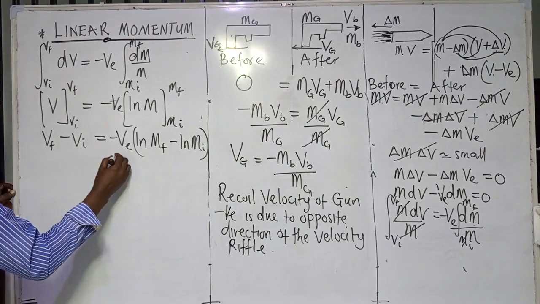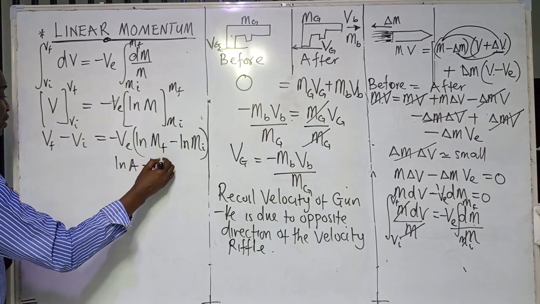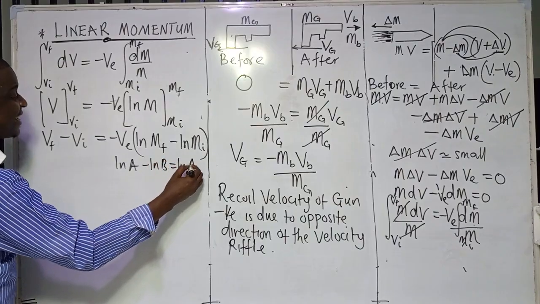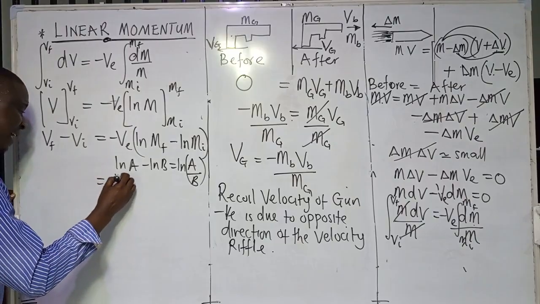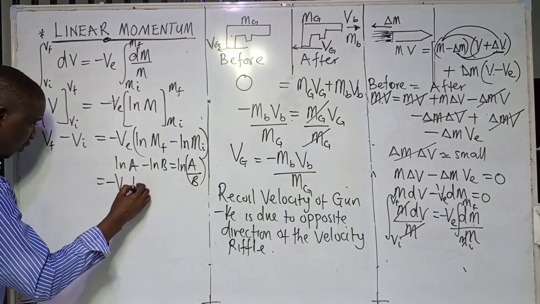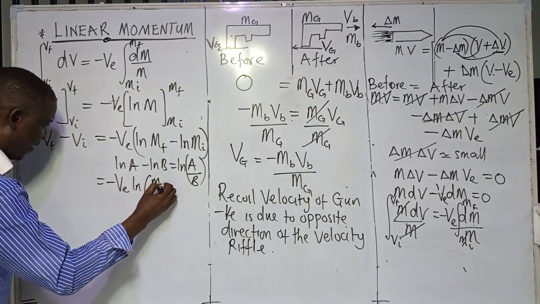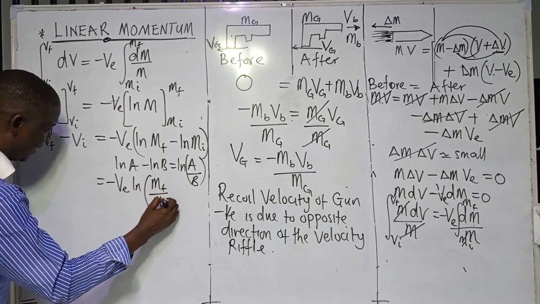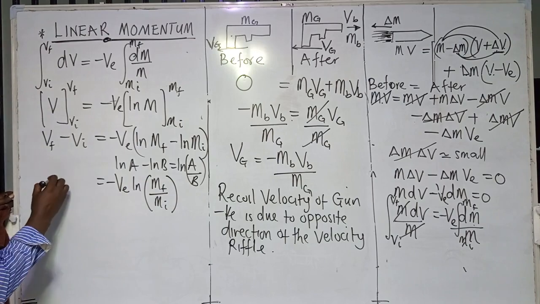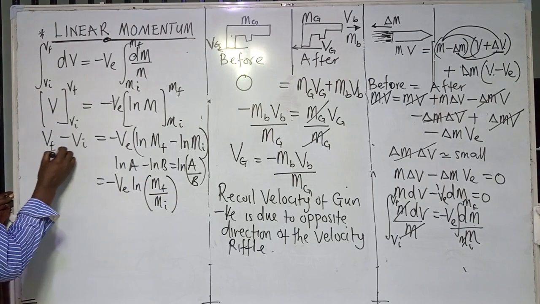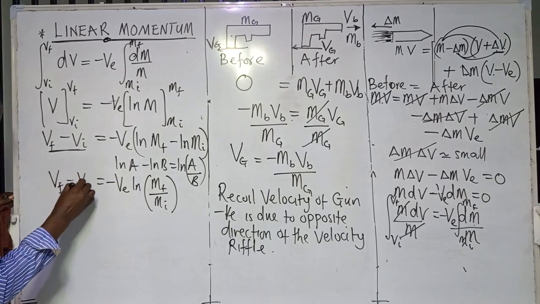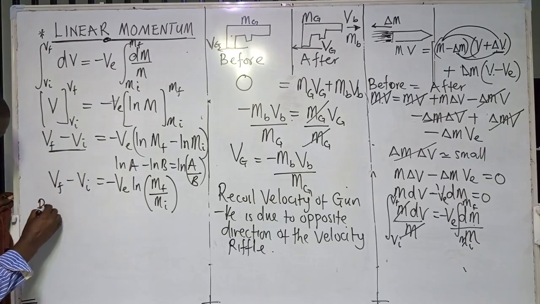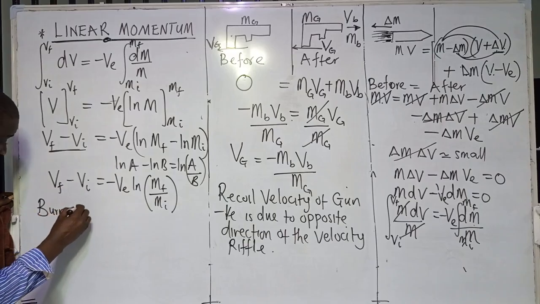Is to change this one. Don't forget ln A minus ln B is equal to ln A divided by B. So in that case, you are going to have minus exhaust velocity equal to ln M final over M initial. This is what we call the burn out velocity. So V final minus V initial, this one is the burn out velocity.